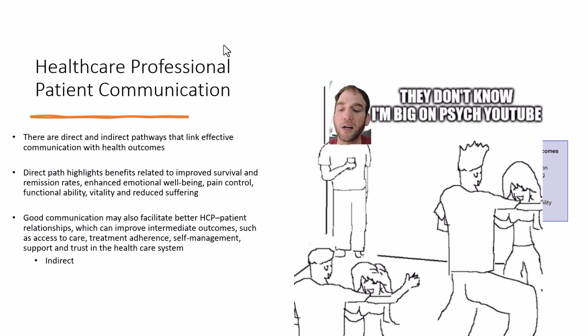We have direct pathways by which communication impacts health outcomes, and indirect pathways by which healthcare professional patient communication impacts patient health outcomes. So for example, a direct pathway: say I'm a doctor and I say, okay, take this medication that you need to live every single day at 8 p.m. and you'll be fine. Well, now that I've given you that information, you can now take that medication and you will survive. You will improve your survival odds. That is a direct effect, kind of the idea.